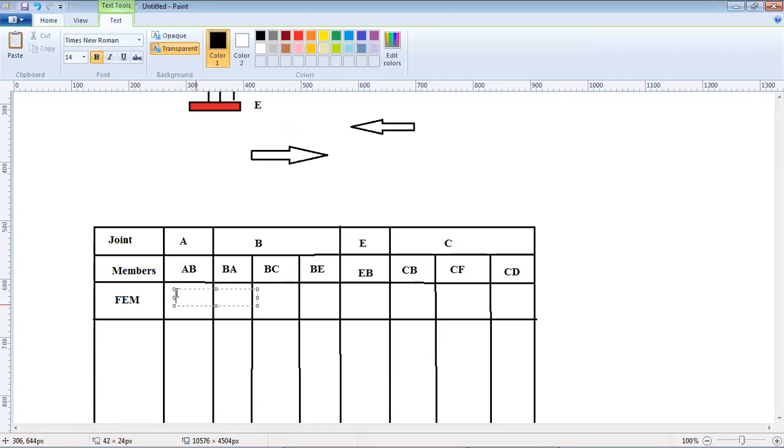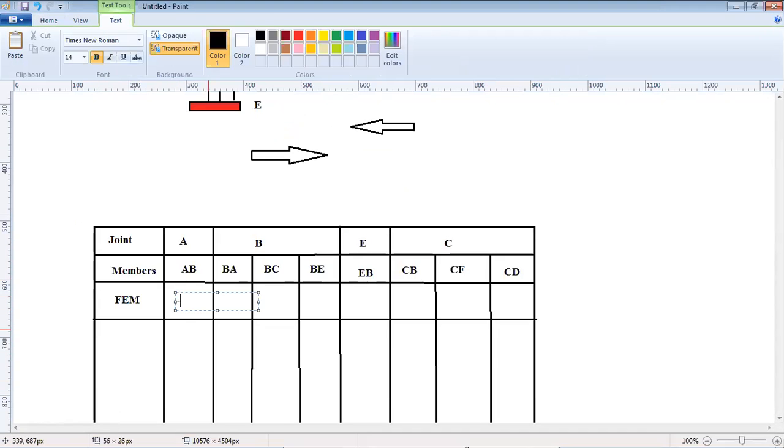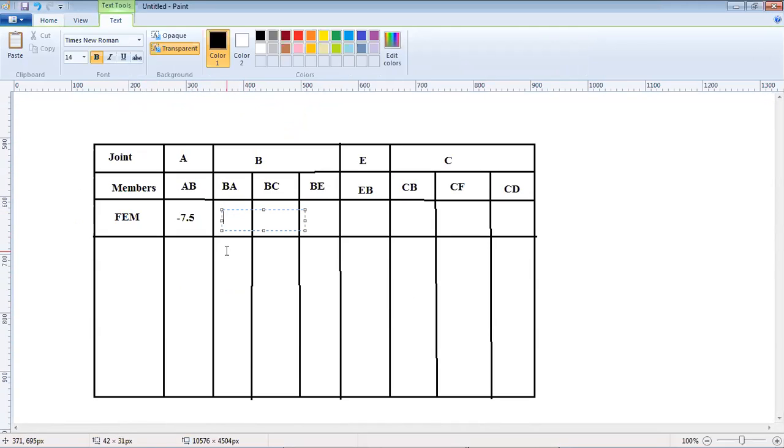So how much is this now? If this is 5T, W is 5T, L is 12. Now you can calculate, anyone, 5T into 12 divided by 8, that is 7.5. So this is minus 7.5 at end A, and at end B, for BA, this will be plus 7.5.